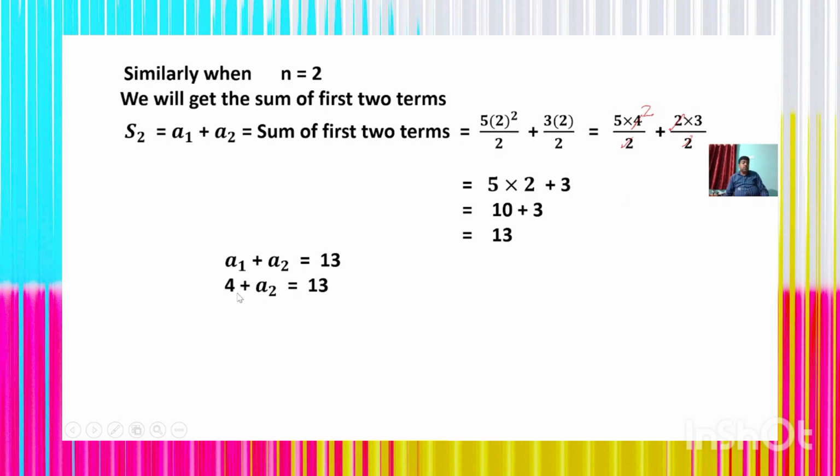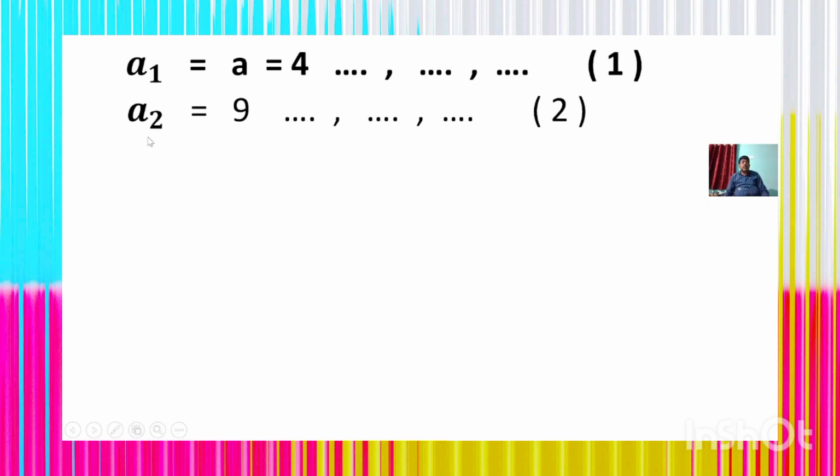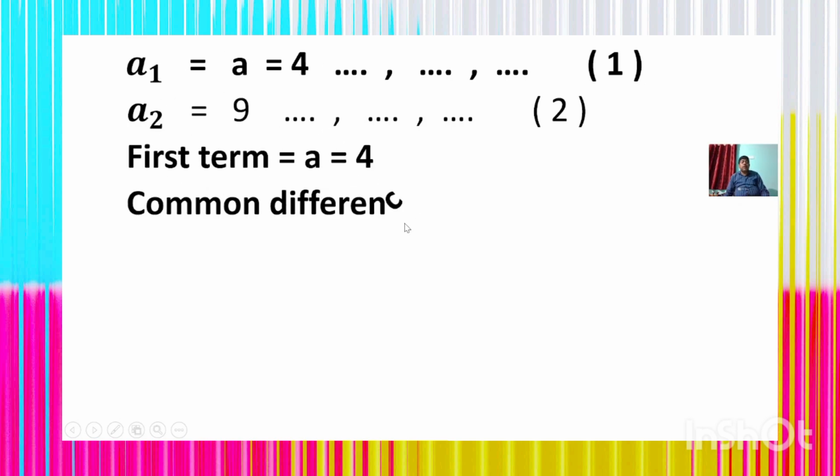Since A1 is equal to 4, so 4 plus A2 is equal to 13, and A2 is the second term, which is 13 minus 4, which is 9. Thus the first term A is equal to 4, second term A2 is equal to 9. Now you have to find out the common difference. The common difference D is equal to A2 minus A1, which is 9 minus 4, which is 5. Thus the first term A is equal to 4 and the common difference D is equal to 5.